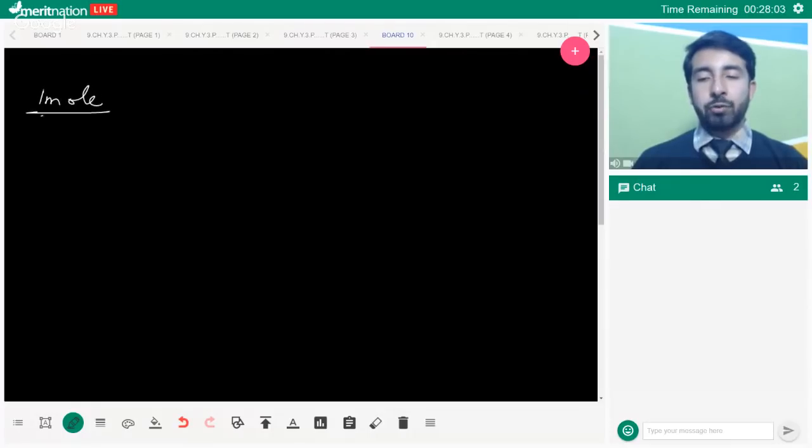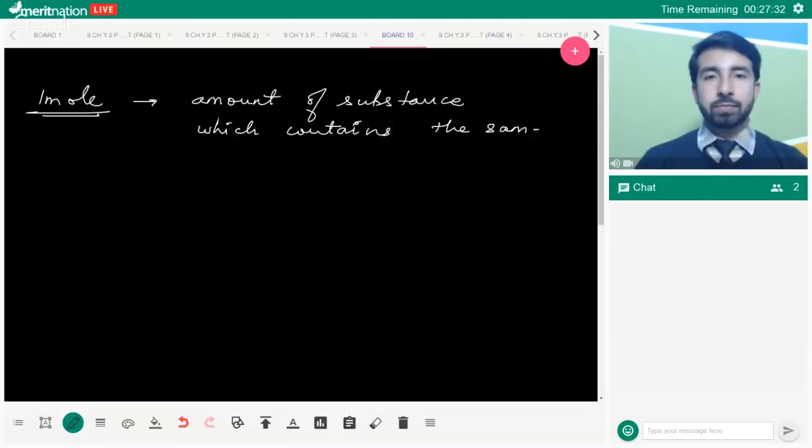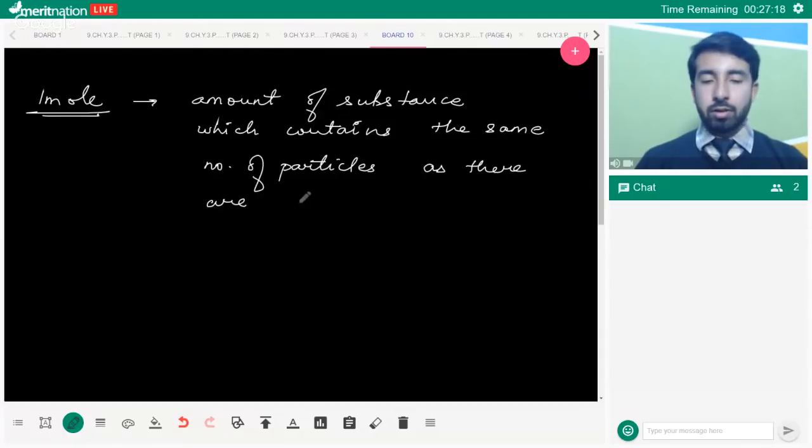So 1 mole, can any one of you tell me what is the definition of 1 mole? 1 mole of a substance is the amount of substance which contains the same number of atoms, or we can say the same number of particles, as there are carbon atoms in 12 gram of C12 element.